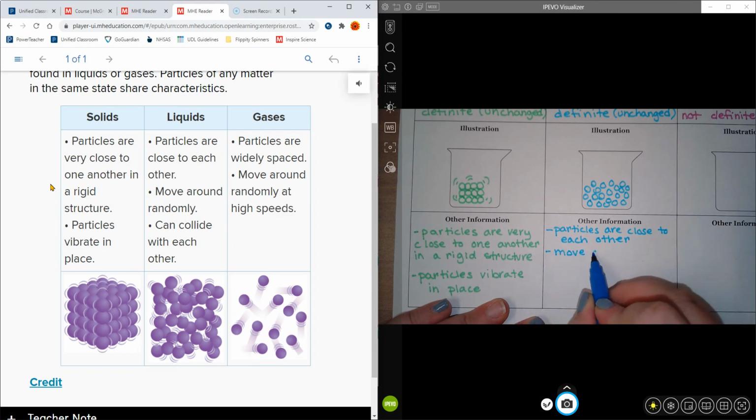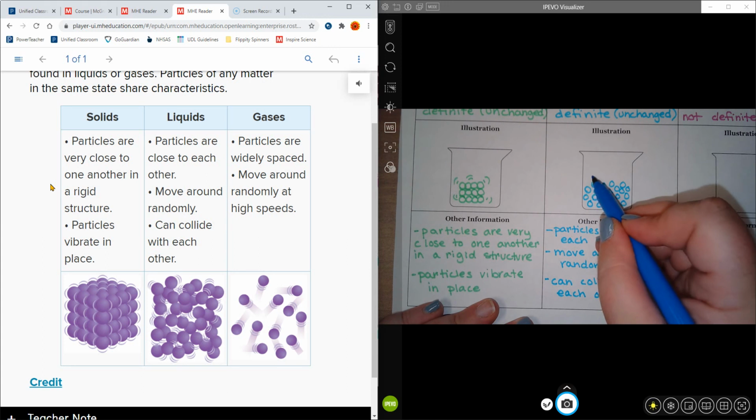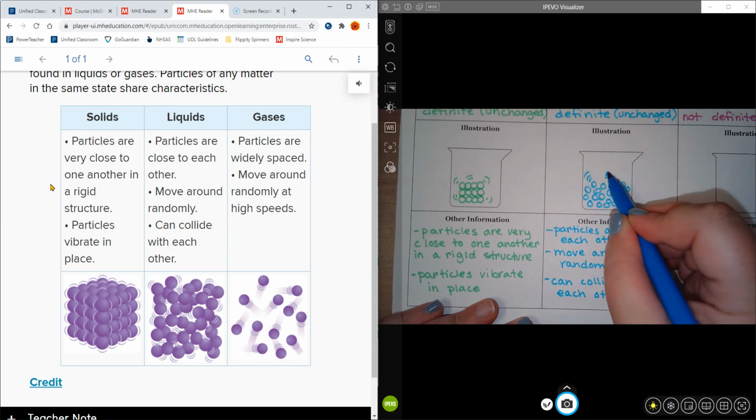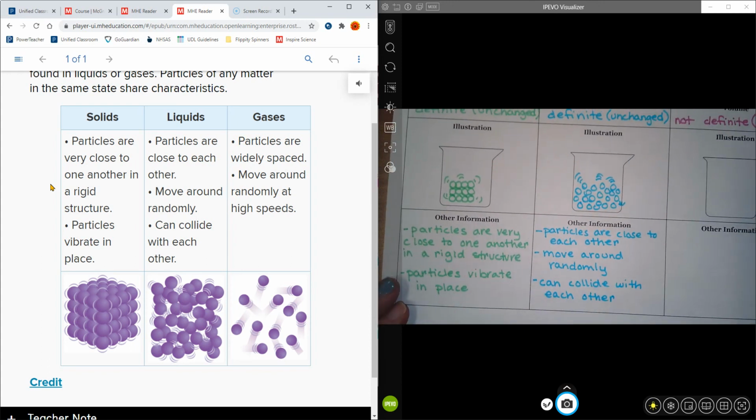Particles in a liquid move around randomly. While they're moving around randomly, they're bumping into each other. Your workbook says they can collide with each other. And I'm going to put some motion symbols. I'm going to add a few extra ones to represent that they're moving more than the particles in the solid.